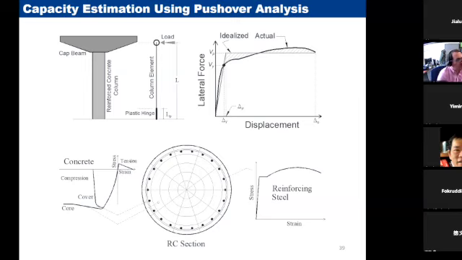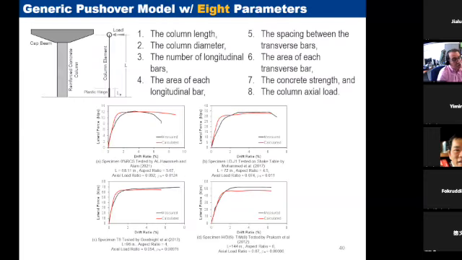The pushover analysis should be done with a fiber section analysis. You need to define reinforcement as they are, where they are, and usually we use Mander's model to define core and cover concrete with and without confinement. So we adopted this. We made a generic pushover code in OpenSees using only 8 parameters of the column, including length, diameter, longitudinal bar, and the list goes on. And we made this generic pushover model.